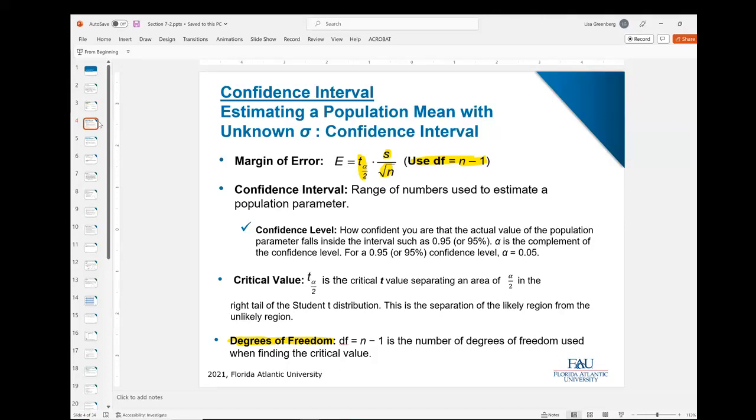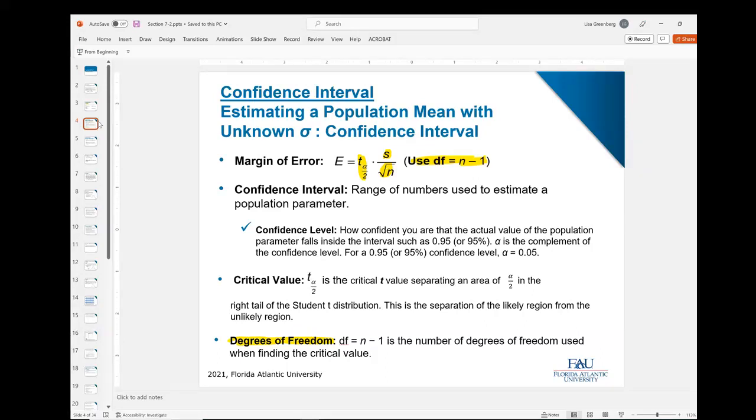Then we have a confidence interval. It's a range of numbers used to estimate a population parameter. Just like I said in the last slide, we want to estimate our population parameter mu, our population mean, but we don't know what it is. So we're going to give a range. We're going to give an upper level and a lower level.